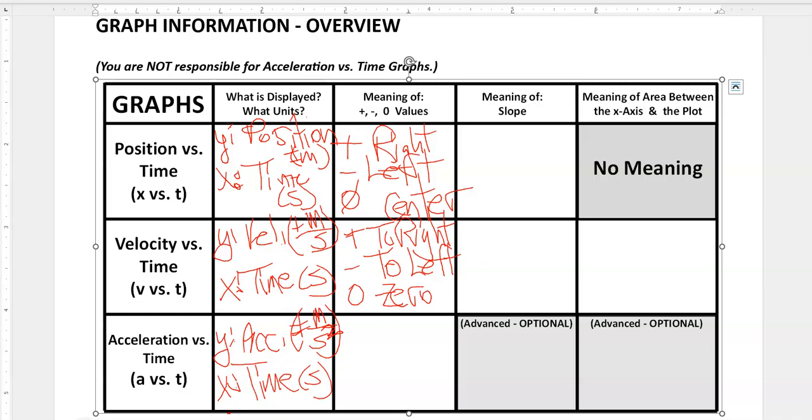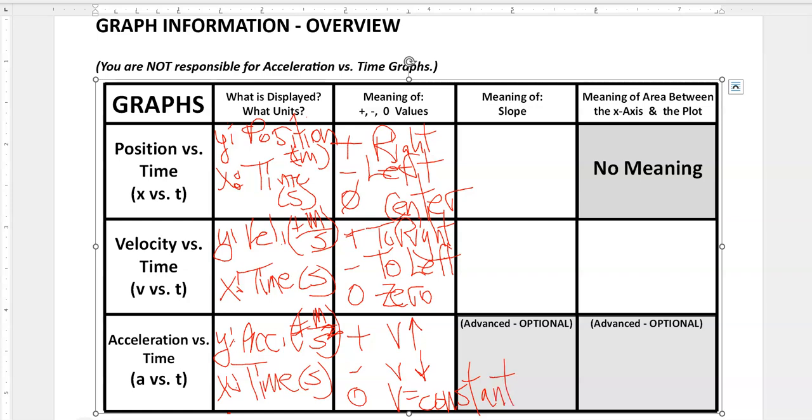For acceleration, a positive acceleration means the velocity is going up, meaning it's going from some value to a more positive value. Negative means the velocity is going down, meaning it's going to a more negative value. And zero means the velocity is constant. It's not changing at all.